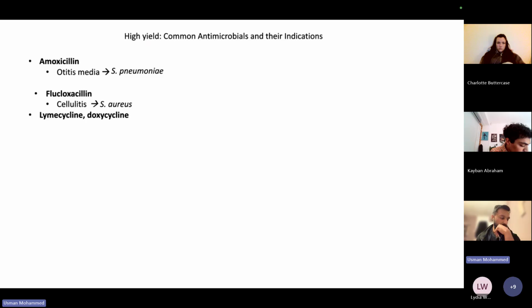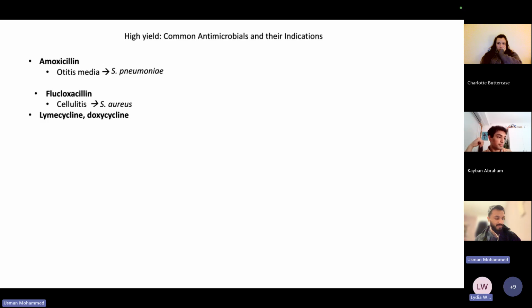Tetracyclines, lymecycline and doxycycline. What are we thinking? And also Lyme disease. Yep, that's one of them. How about lymecycline? Think about dermatology and teenagers. Acne. Right. And how about an STI?